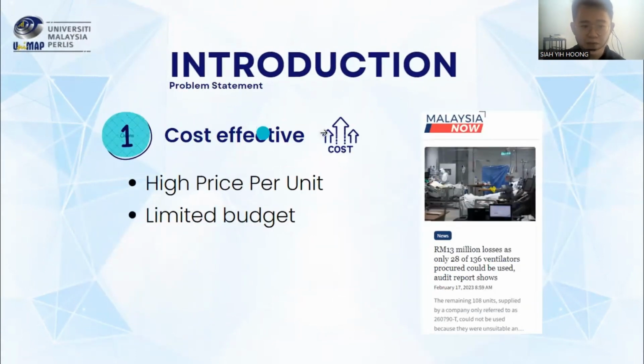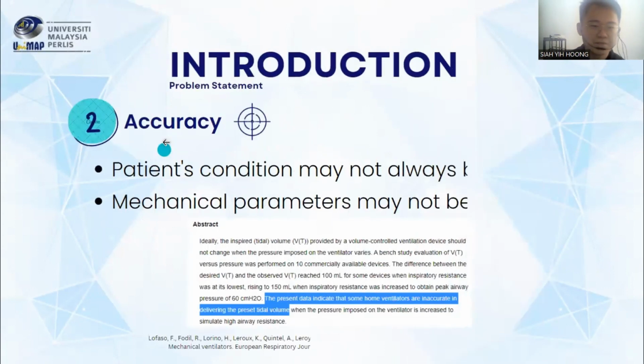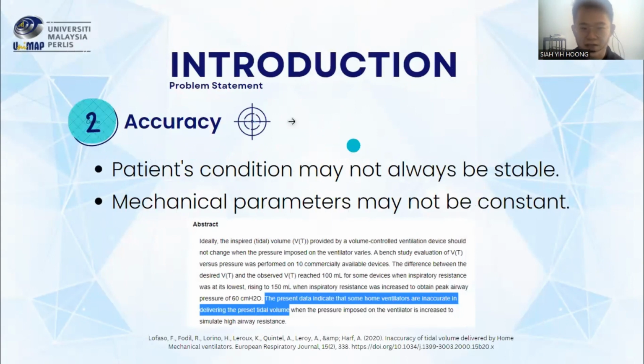We have three problem statements as well. The first problem statement is cost effectiveness. According to reports, Malaysia spent 30 million just to purchase 136 ventilators. So a single unit of ventilator is really expensive, and Malaysia is already facing a limited budget for purchasing ventilators.